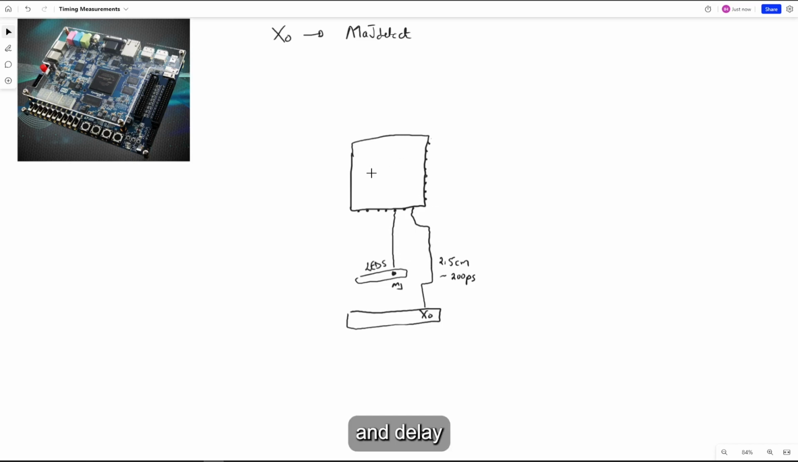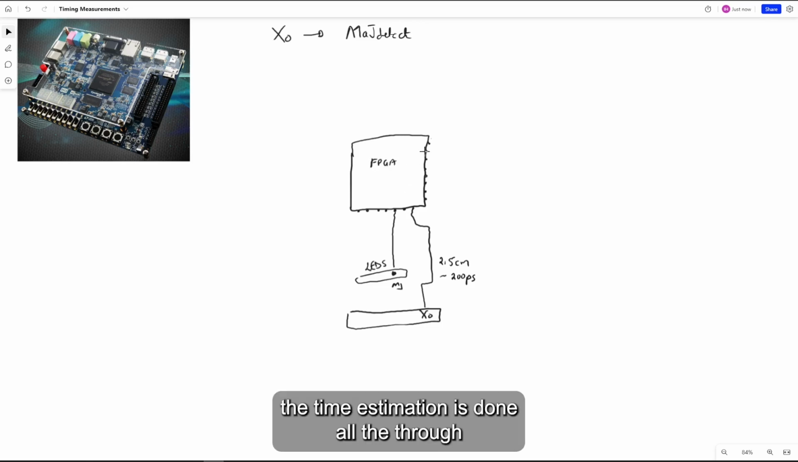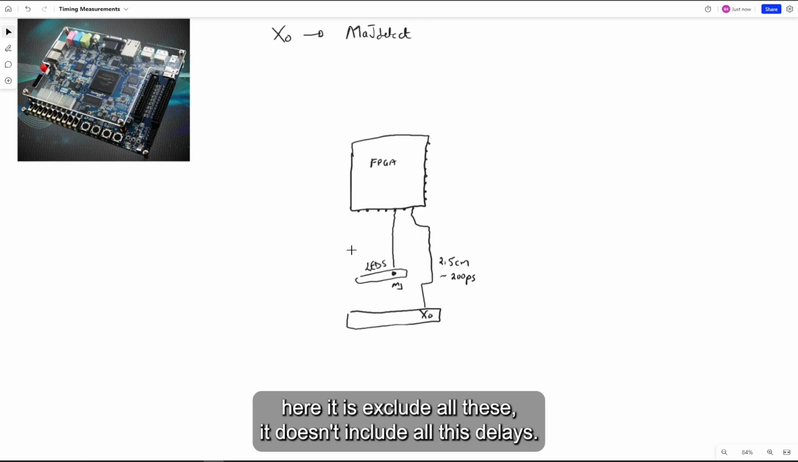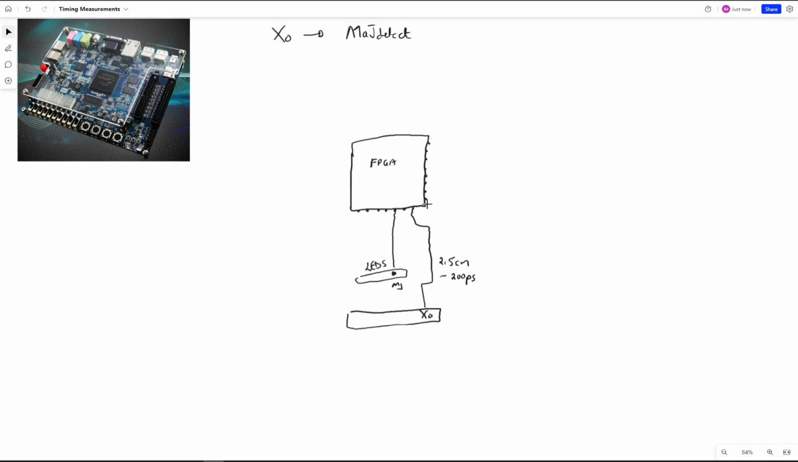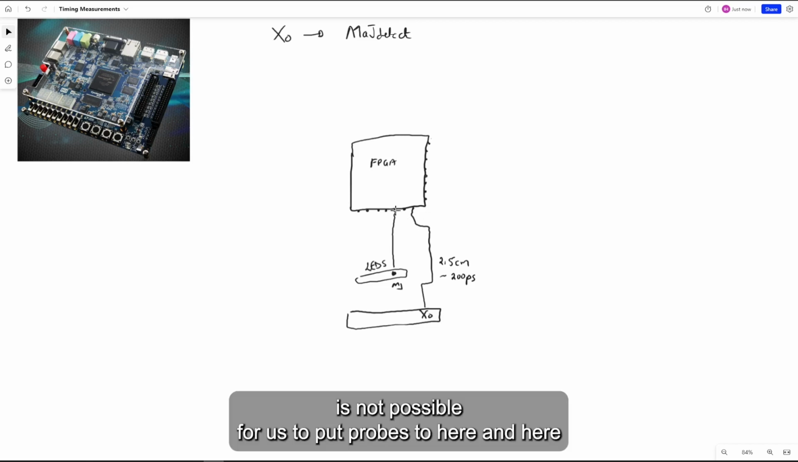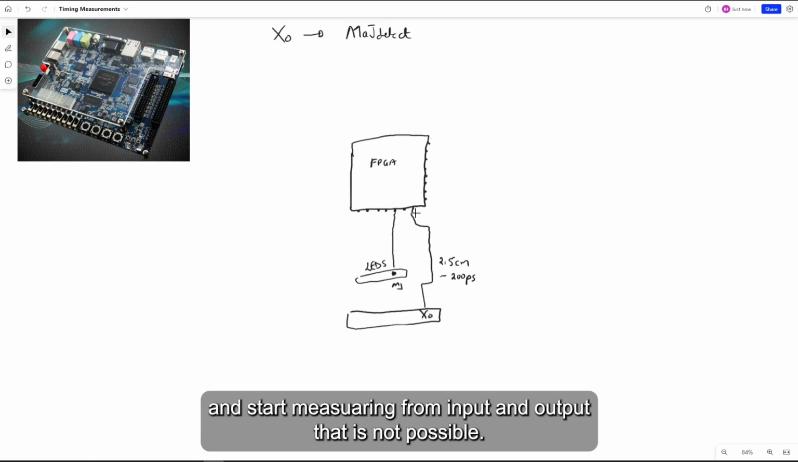But here on the FPGA, the time estimation is done only through here. It excludes all this. It doesn't include all these delays. So we only get the delay from here. And it's not possible for us to put probes here and here to start measuring from input to output. That is not possible.